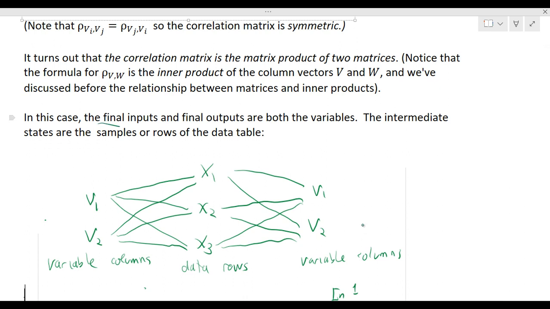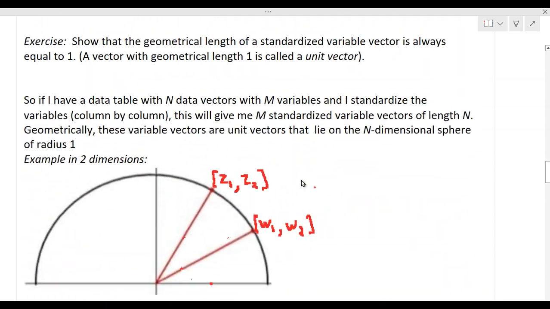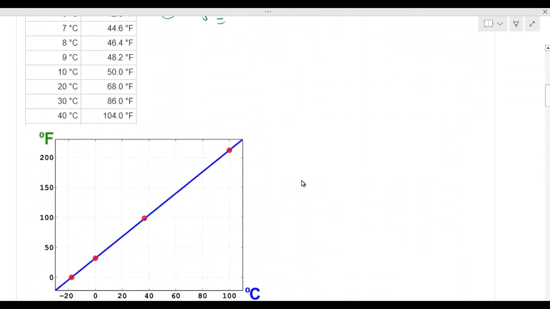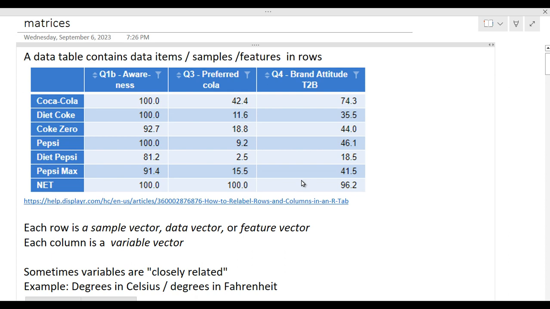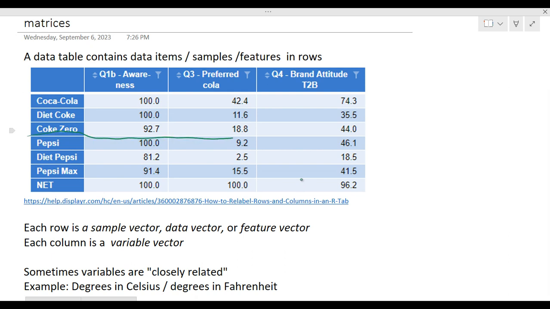The final inputs and final outputs are both the variables. The intermediate states are the samples, the rows of the data table. All right. So this picture is showing a case where there are 3 rows and 2 variables. So let's go back up here. That means we're only dealing with a data table, something like this. 3 rows and 2 variables. So we're just dealing with this portion of the data table.